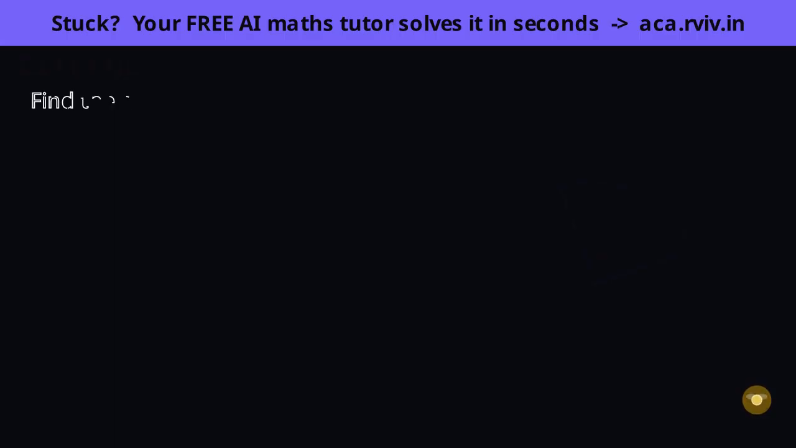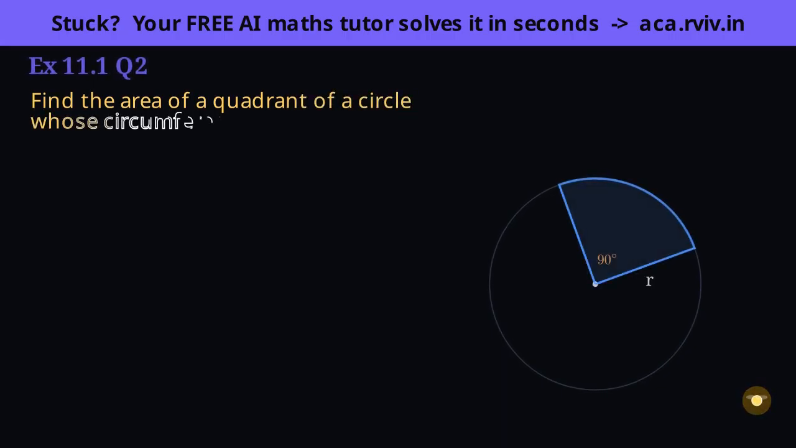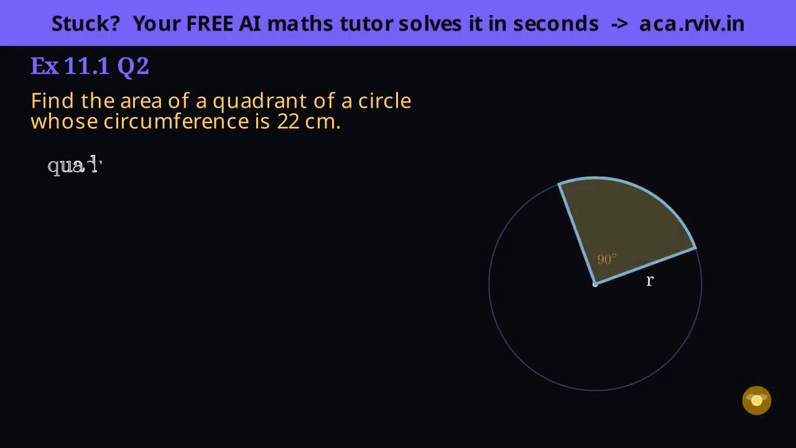The word quadrant is the clue. Quad means 4, so it's a quarter of the circle. But we can't find any area until we know the radius, and here the circumference hands it to us. First let's name what we're after. A quadrant is a quarter of the circle, a 90-degree sector, since 90 is a quarter of 360. So its area is 1/4 of pi r squared. But notice the snag, we don't yet know r. Every area formula needs the radius, so finding r is our real first job.